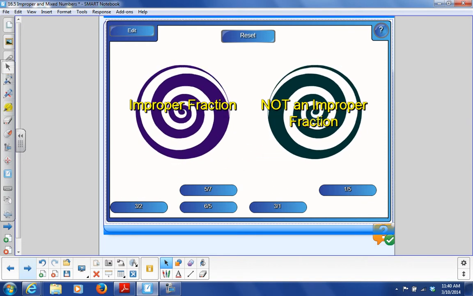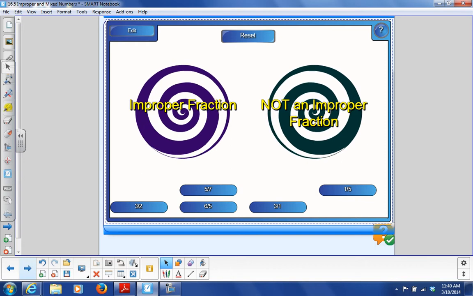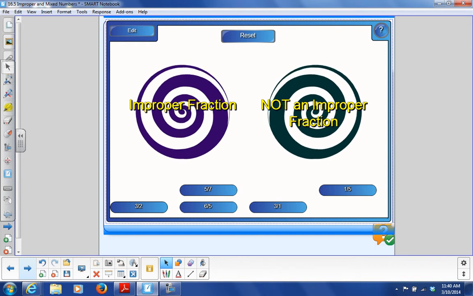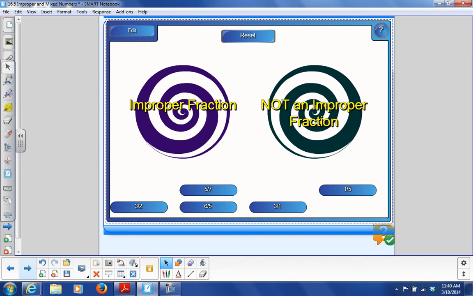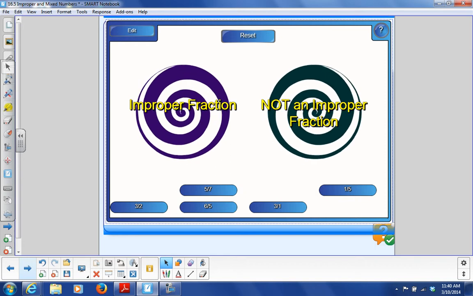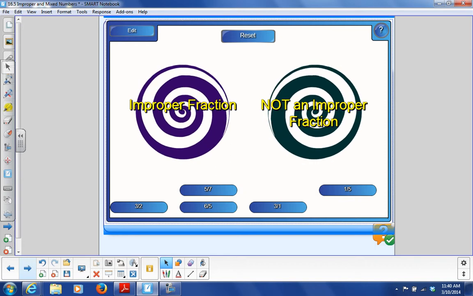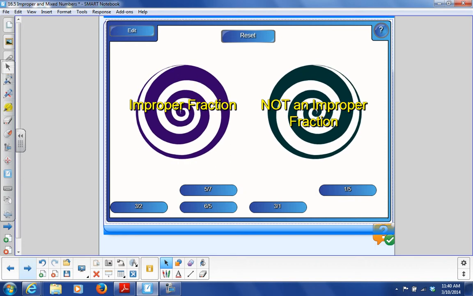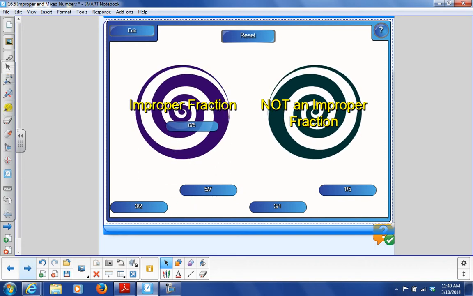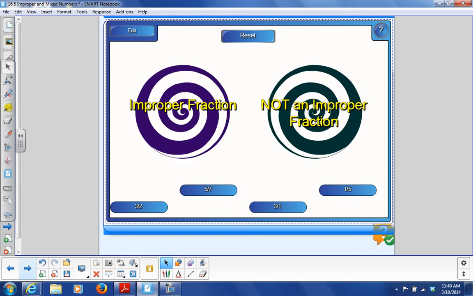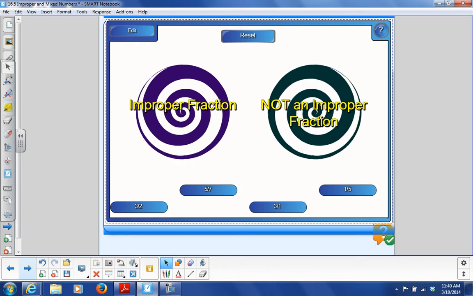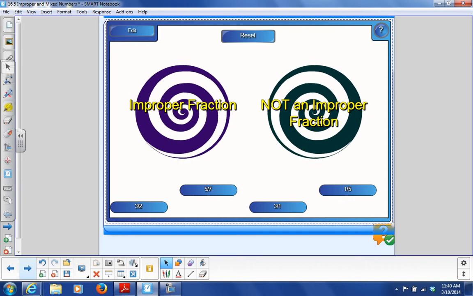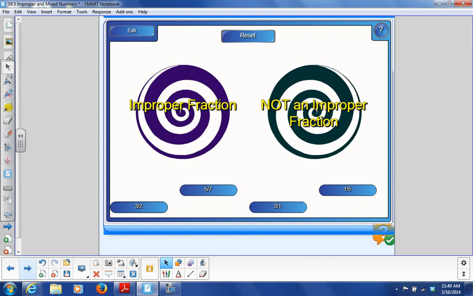Okay, Abby, why is it not an improper fraction? Because the numerator is smaller than the denominator. Good, the numerator is smaller than the denominator. Thank you. Alexis? Amir, you have a good one. Okay, 6/5 an improper fraction. Why? Because the numerator is bigger than the denominator. Good. The numerator was bigger than the denominator.